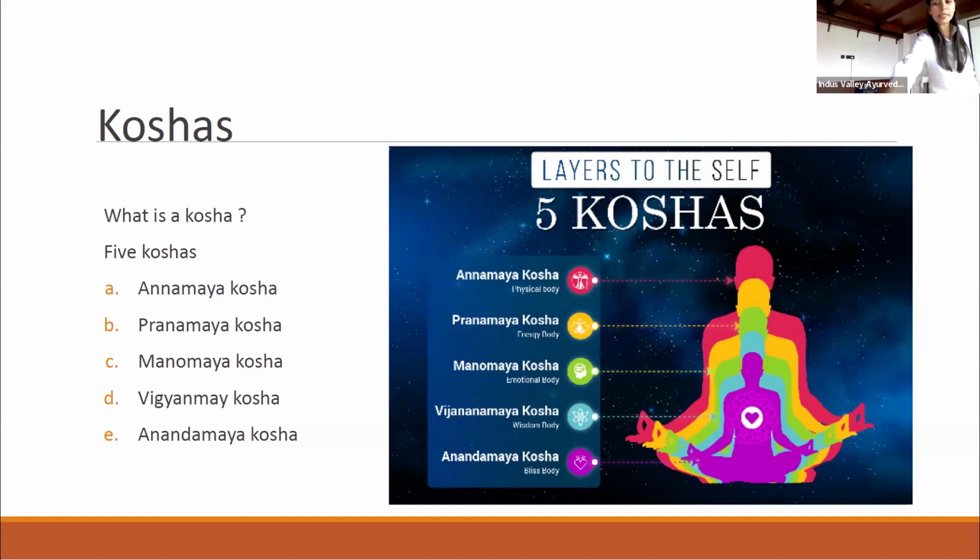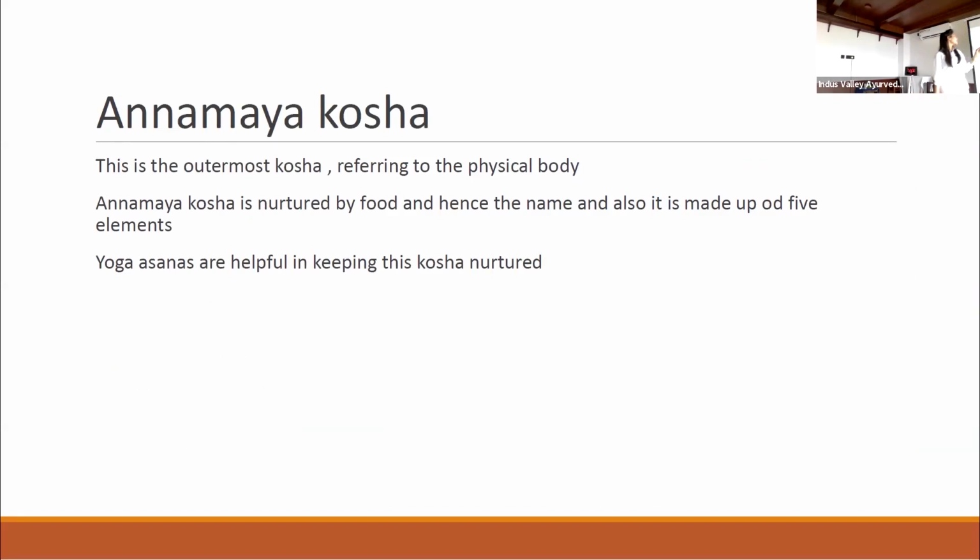Now let's discuss Annamaya Kosha in detail. This is the outermost layer, which you can see, touch and feel, also known as the physical body. It is nourished by food, hence the name. It is made up of the five elements: fire, air, water, sky.